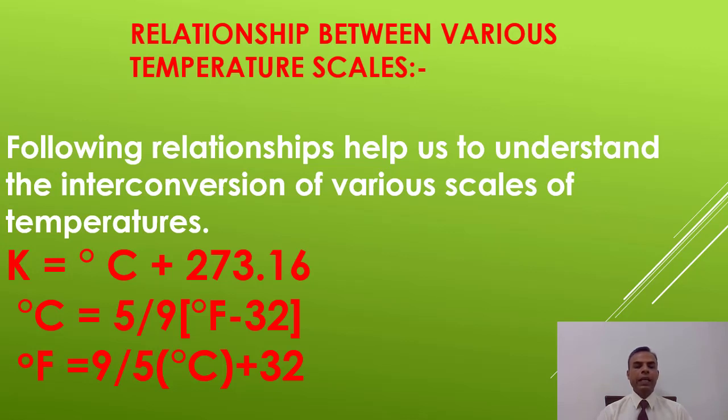Secondly, if we have temperature in Fahrenheit and we have to convert it into Celsius, then we have to subtract 32 from Fahrenheit and then multiply it by 5/9. Third one, if we have temperature in Celsius and we have to convert it into Fahrenheit, then first of all we multiply it by 9/5 and then add 32 to it.